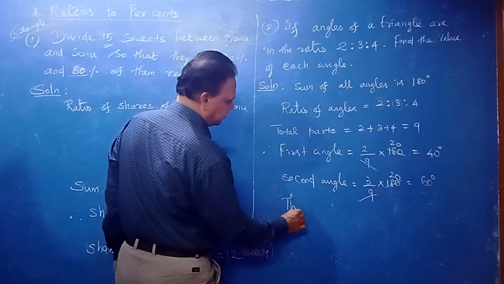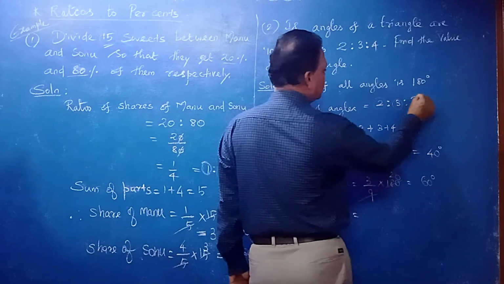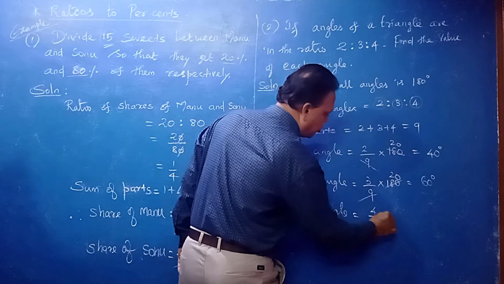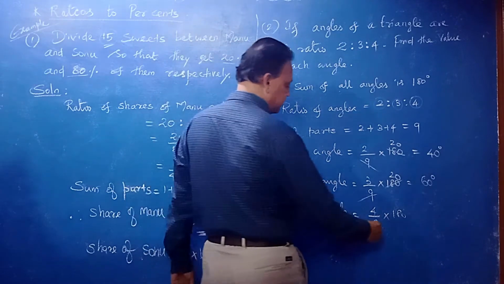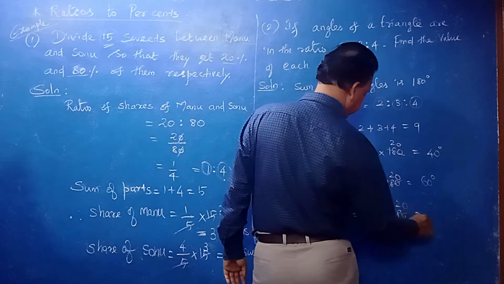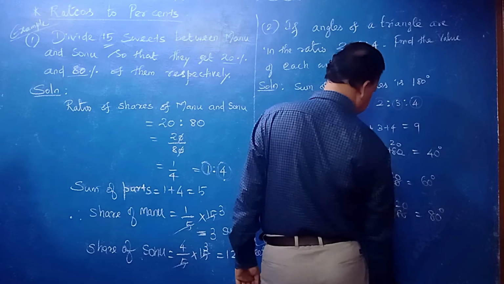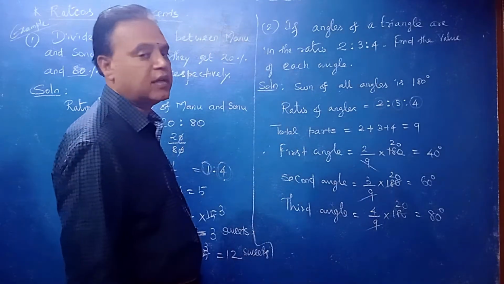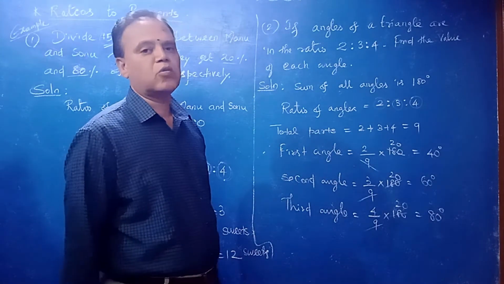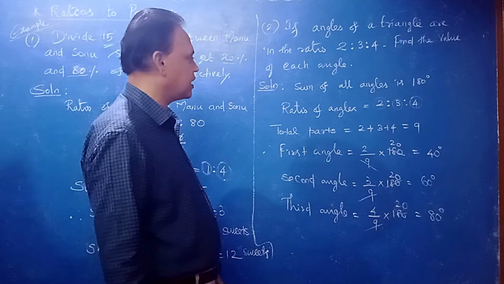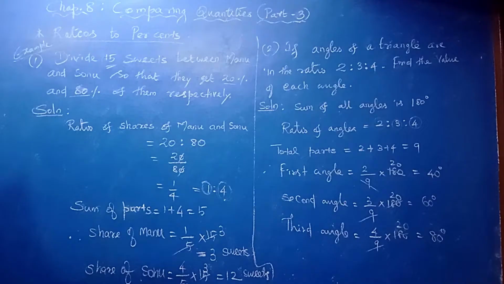Now the third angle. The third angle equals, what is the ratio? 4. 4 by 9 into 180. In the same way you cut it, 9 times 20, so 80 degree. If you add, you correctly get 180 total. So each angle in the triangle is 40 degree, 60 degree and 80 degree, whose sum of all the angles, 180 degree, correctly comes. So easily we can find the angles.